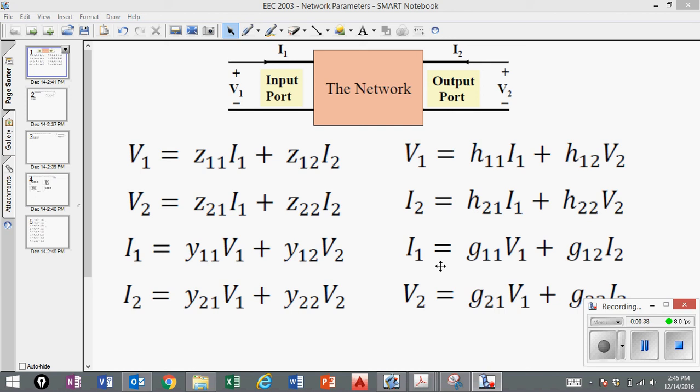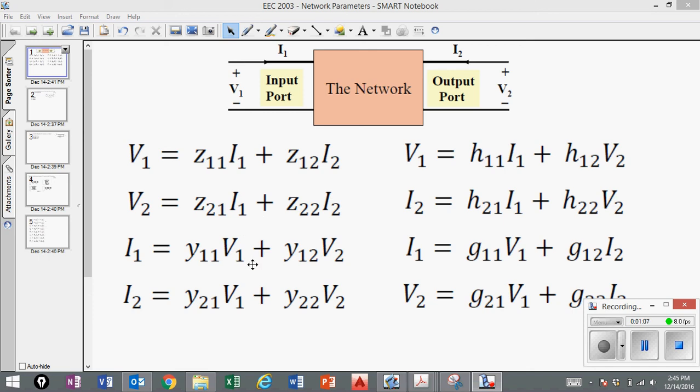And these are the 4 options that are available for representing this network. We're going to focus on the Z, which is the impedance parameters. And they call it impedance because this could apply for both AC or DC. However, we're just going to think about resistor networks. However, remember that you can also apply this to both AC or DC circuits.